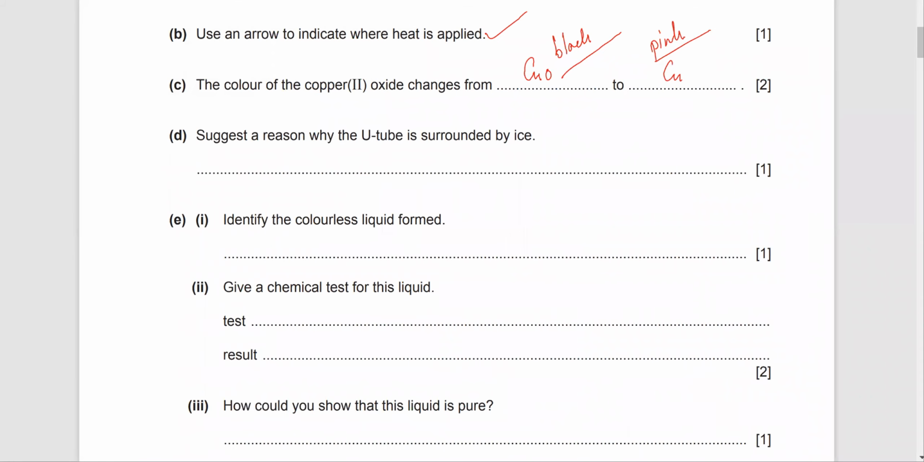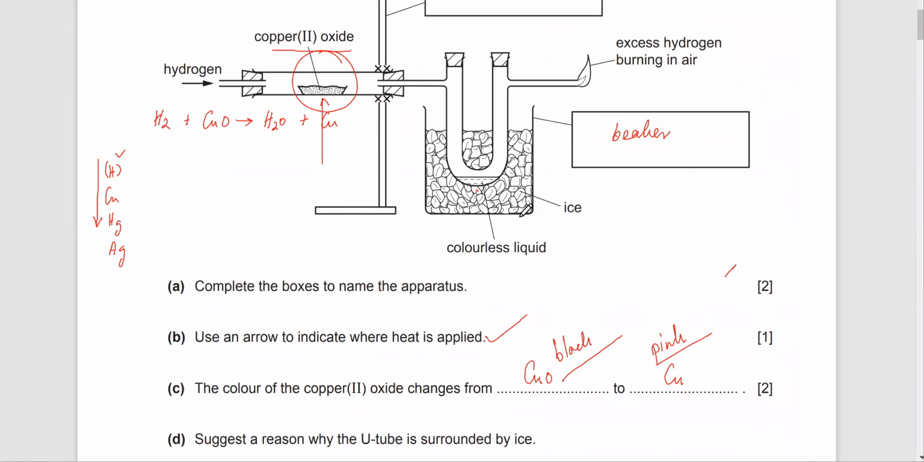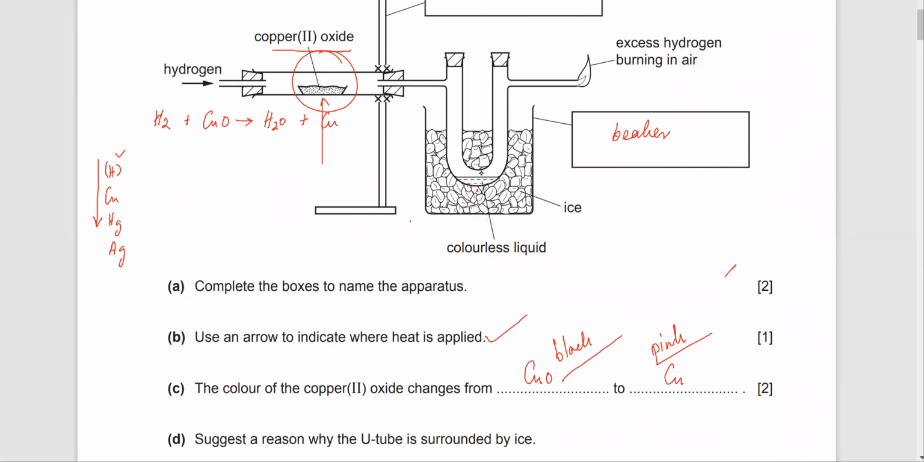The next part is: suggest the reason why the U-tube is surrounded by ice. So you have to guess why. If you look over here, it's surrounded by ice, it's cold, and there's a liquid being formed over here. What could that liquid be? That liquid is the water that is being produced, because when hydrogen takes oxygen away, it ends up forming water. So this liquid formed at the bottom of the U-tube is going to be H2O.